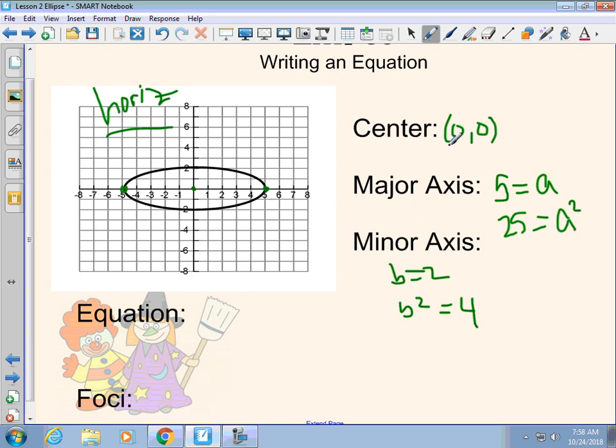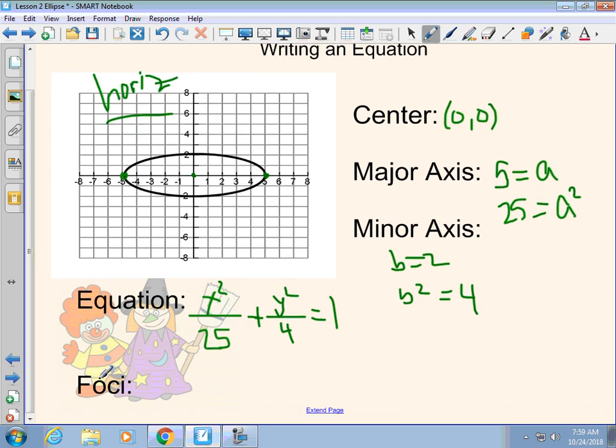So my center was 0, 0, so I'm not adding anything to my x, so it's just going to be x squared over my a squared of 25 plus y squared over 4. And it's going to equal 1 always. Please do not forget the 1. If you're forgetting the 1, you're not writing an equation. Okay, you need the 1 there.